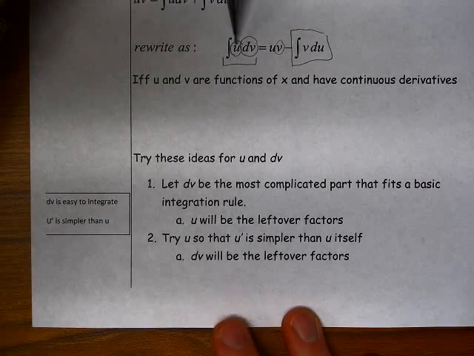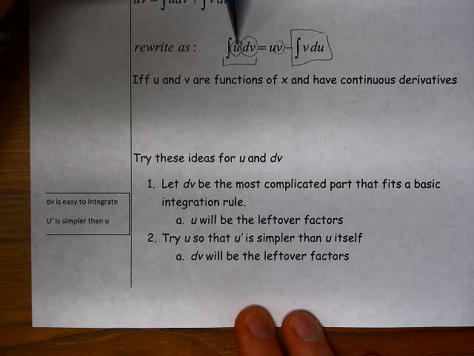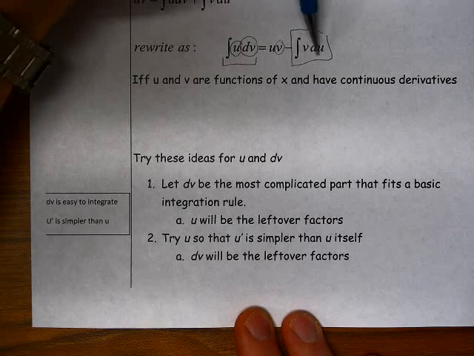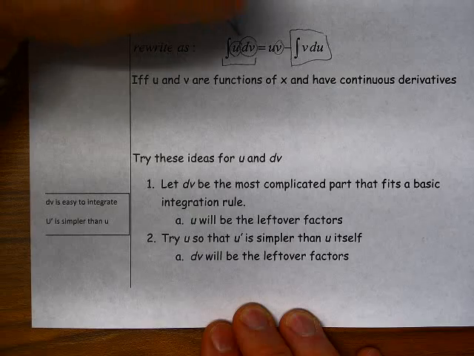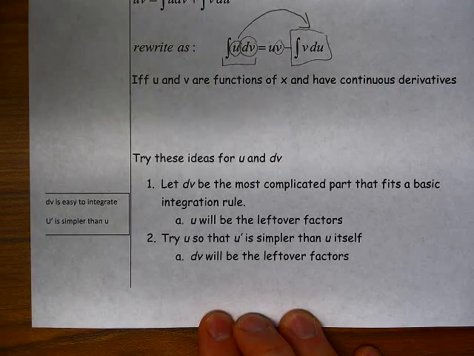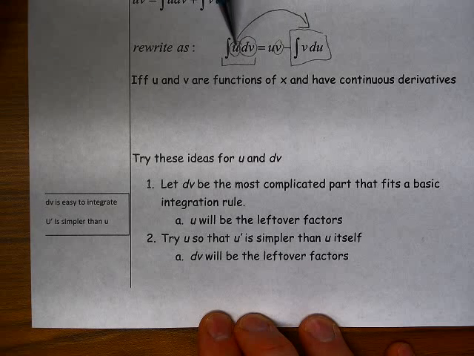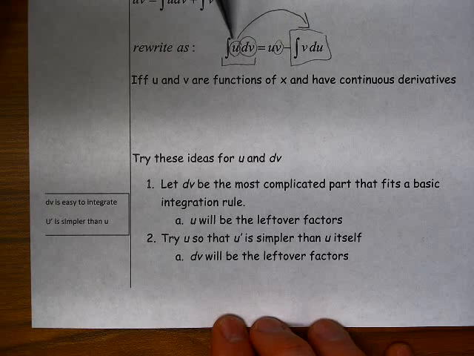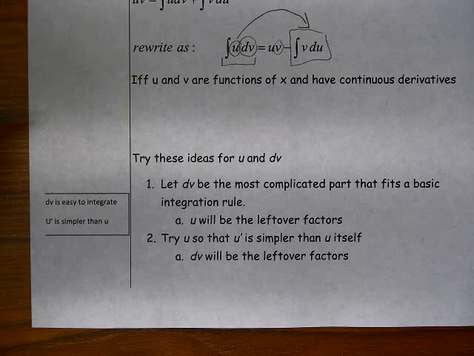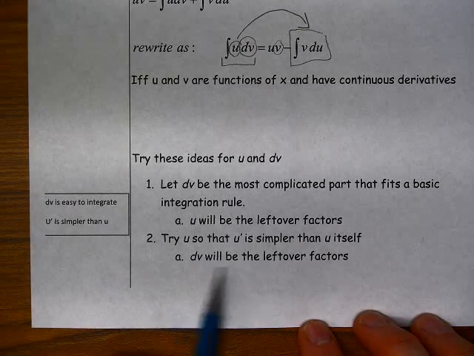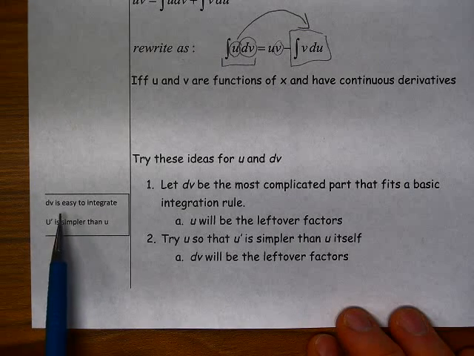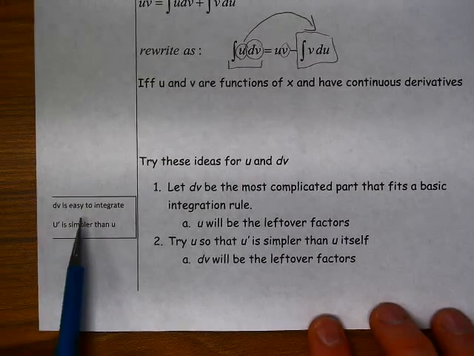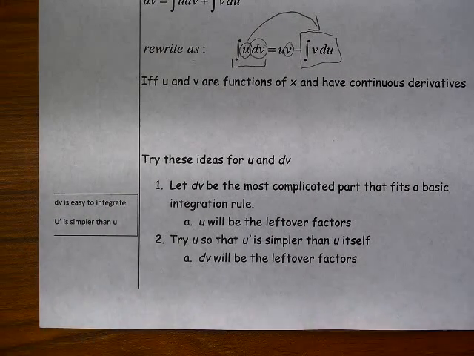So here I'm trying to integrate u, and here's my du. This is the differential, at least, of u. And the only way this change really helps me is if the du is simpler than the u used to be. And if we use that, then the dv will encompass all the leftover factors there. So the general rules are that the dv is something that's easy to integrate, and the u prime must be simpler than the u itself.